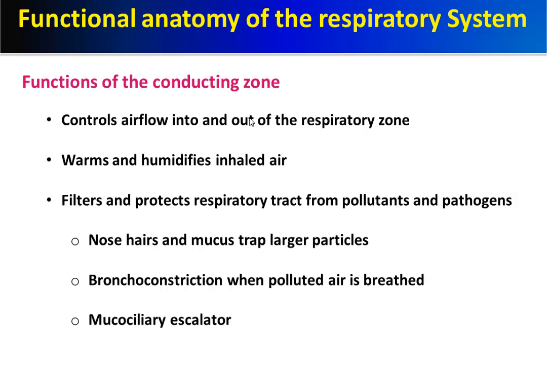As air gets into the respiratory zone, the velocity of air has to be reduced, so that time is allocated for the process of exchange of gases. So the entry of air and the exit of air from and into the respiratory zone is controlled by the conducting zone. Another function is that as air moves along the conducting zone and before it reaches the respiratory zone, it is warmed and humidified.